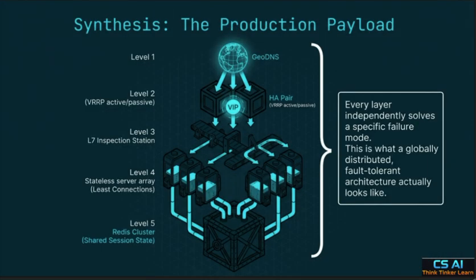This is the synthesis of a production-grade pipeline. Every layer independently solves a specific failure mode. Level 1, which is GeoDNS, solves geographic latency. Level 2, the HA pair, solves gateway failure. Level 3, which is at layer 7, handles intelligent routing. Level 4, which is a stateless array, handles the bulk work. Level 5, which is Redis, handles the user memory. This layered approach is what a globally distributed, fault-tolerant architecture actually looks like in the real world.